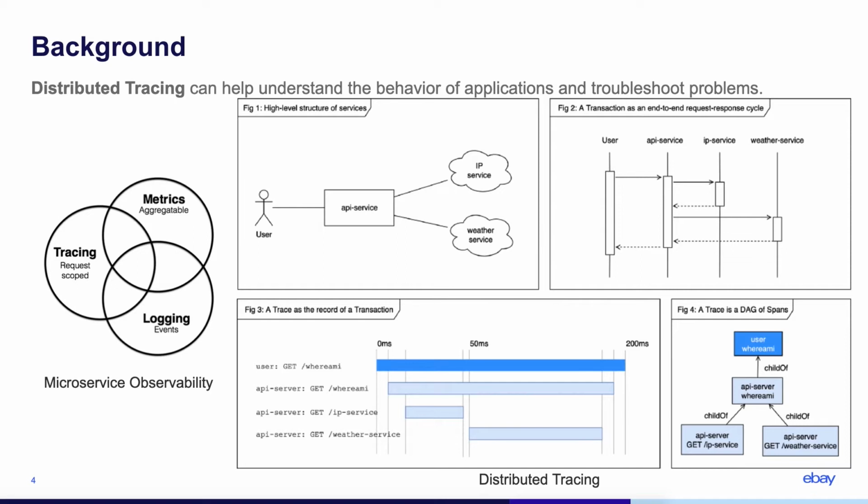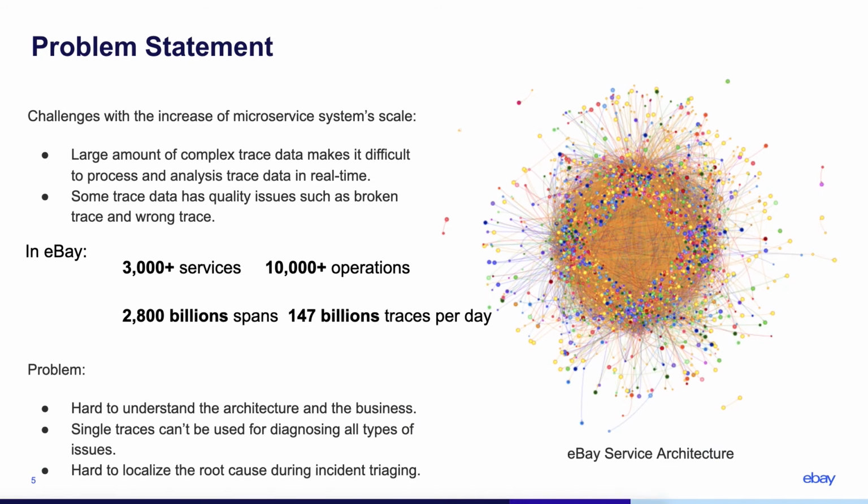Through this single trace view, developers and operations people can maintain and view the dependencies between the services or analyze performance issues. It seems that with these trace views, the problem of architecture understanding and fault diagnosis can be resolved. However, it is not the case. The main challenge comes from the growing scale of the microservice system. There's a huge amount of data, making it very hard to process and analyze the traces in real time. And there are also some quality issues. And given the scale, for example at eBay, it's very hard to look at a single trace to diagnose the issue.